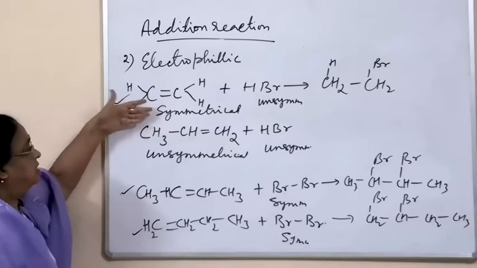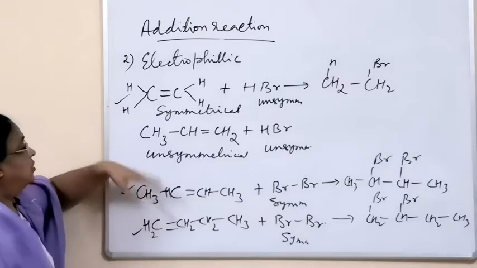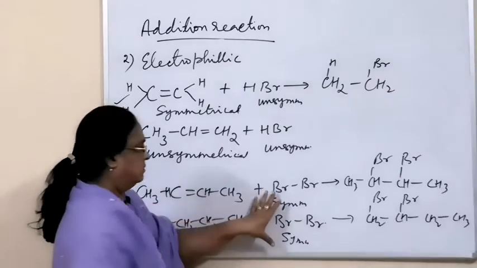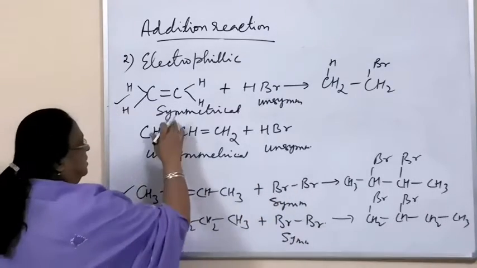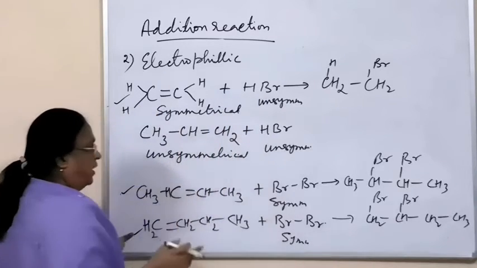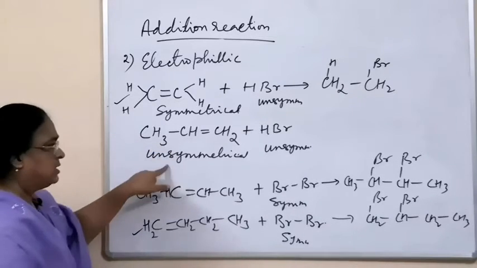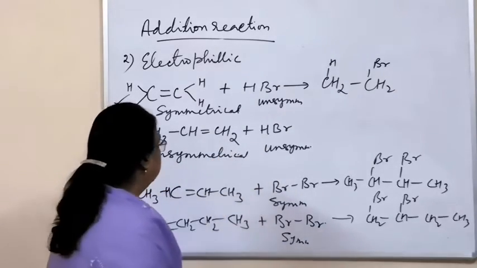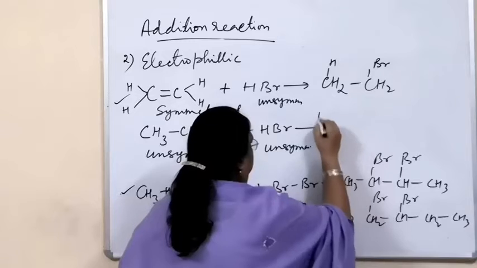So when substrate is symmetrical or unsymmetrical and your addendum like water is symmetrical, then you have no problem. If the substrate is symmetrical and addendum is unsymmetrical, then also you have no problem in writing the product. But when substrate is unsymmetrical and addendum is also unsymmetrical, both of them unsymmetrical, then you will have a problem. What problem? There are two products expected.